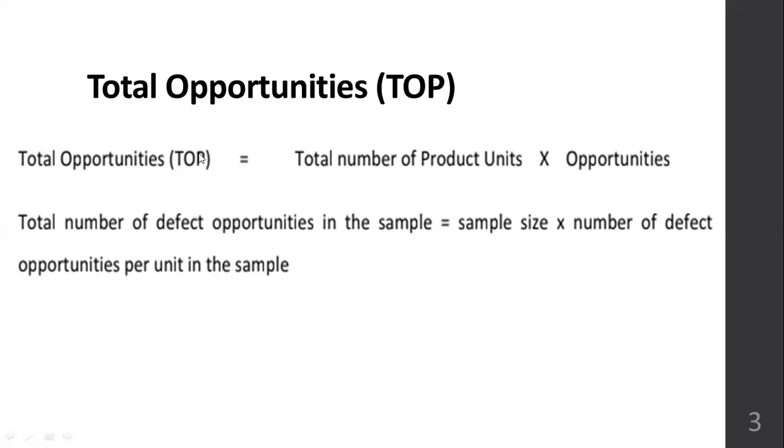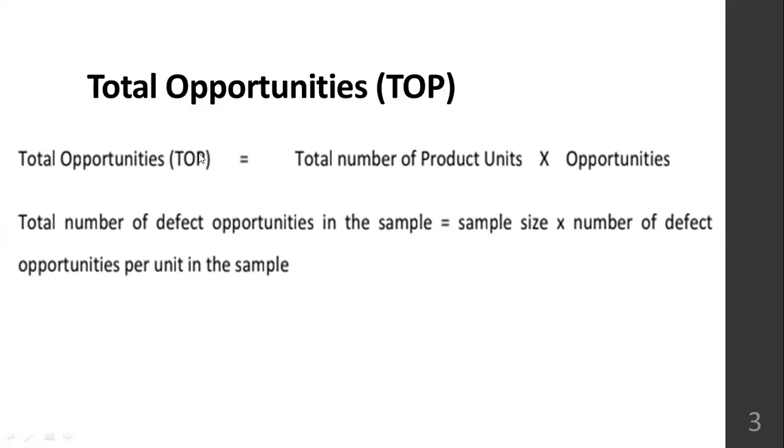So total opportunities in an entire car, a final product of a car, how many opportunities of errors are there in that car? That is total opportunity. So what will be the formula for it? Total number of product units multiplied by opportunities.